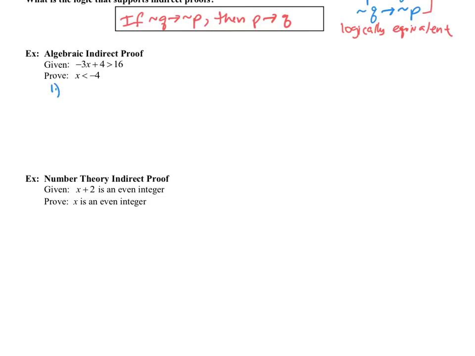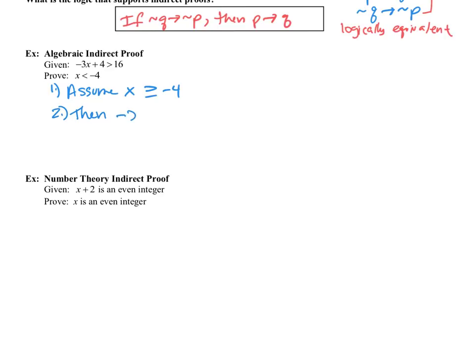So what that means is we're going to assume that x is greater than or equal to negative 4. That would be the negation of x less than negative 4. If we're going to say x is not less than negative 4, then that means x would have to be greater than or equal to negative 4. So let's take a look at what would happen if x actually were a number that was greater than or equal to negative 4. So let's start with if x were actually equal to negative 4.